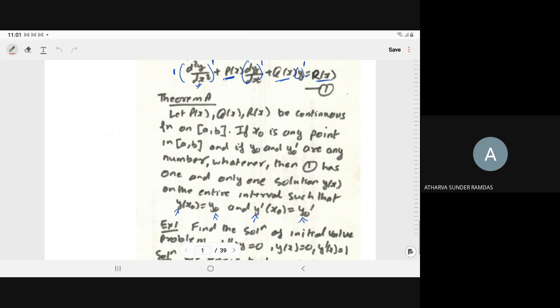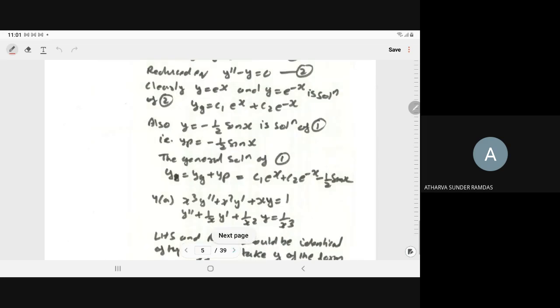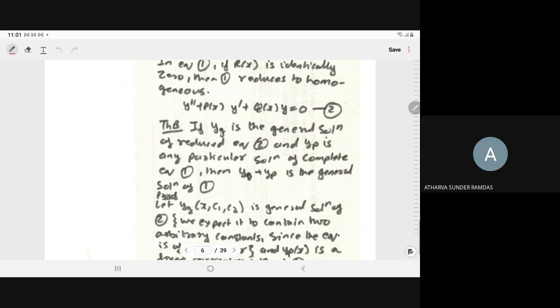Theorem A: let p(x), q(x), r(x) be continuous functions on closed interval [a, b]. If x naught is any point in the closed interval [a, b], and if y naught and y naught dash are any numbers whatever, then the equation has one and only one solution y(x) on the entire interval such that y(x naught) is equal to y naught and y dash at x naught is equal to y naught dash. So if the conditions are given to you, then we have a unique solution. Thereafter we studied theorem B.